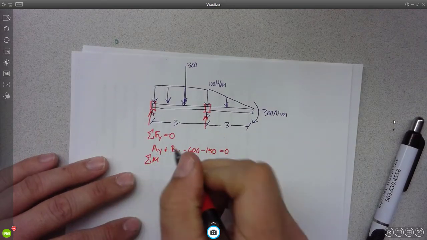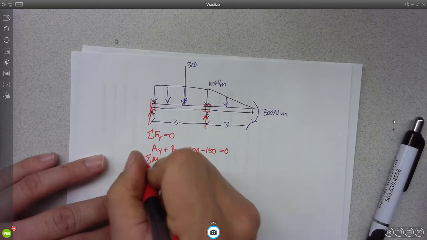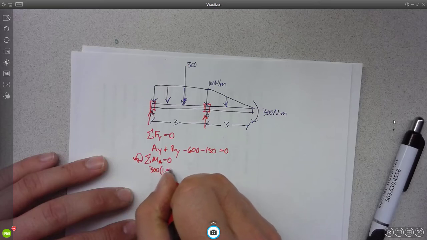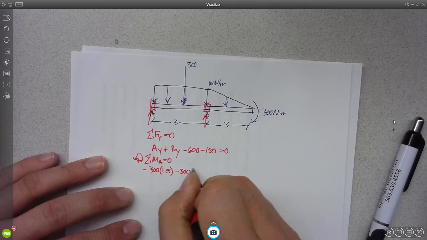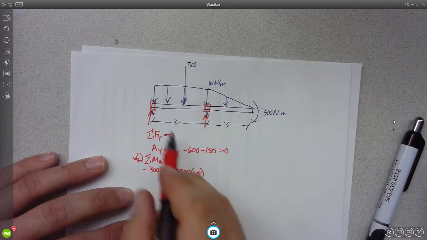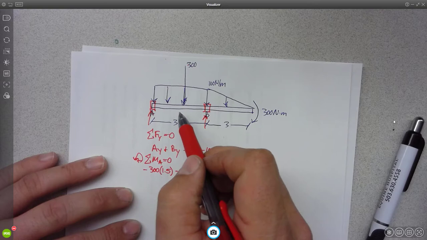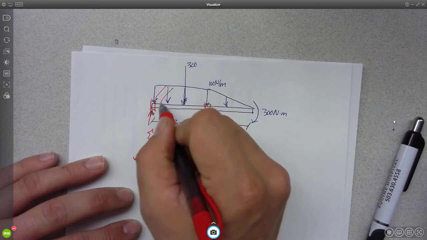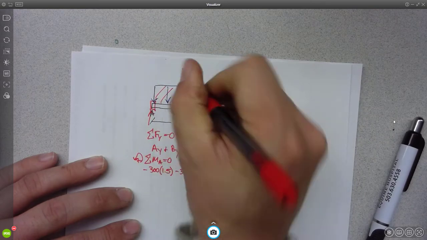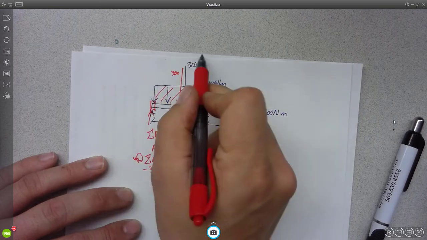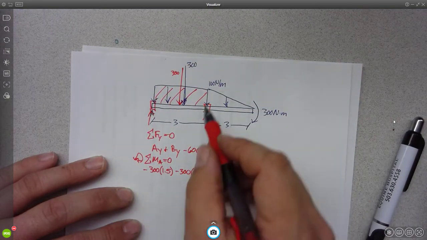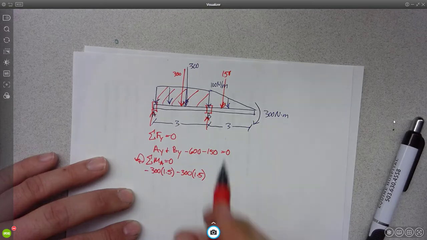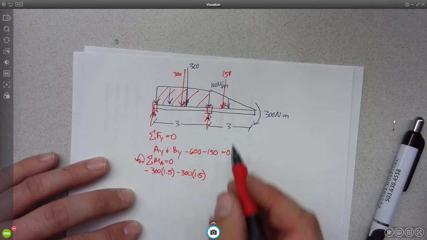And I'll sum the moments about A and say that's equal to 0, counterclockwise. I'll have 300 times 1.5, negative, minus 300 times 1.5, because I have both the distributed load and I have a point load, right? So the distributed load of 100 Newton meters times 3 meters gives me a second 300 value that's in the middle. So there's a total of 600, 1.5 over. My 100 Newton meters give me 150, because 100 times 3 is 300, divided by 2 is 150.